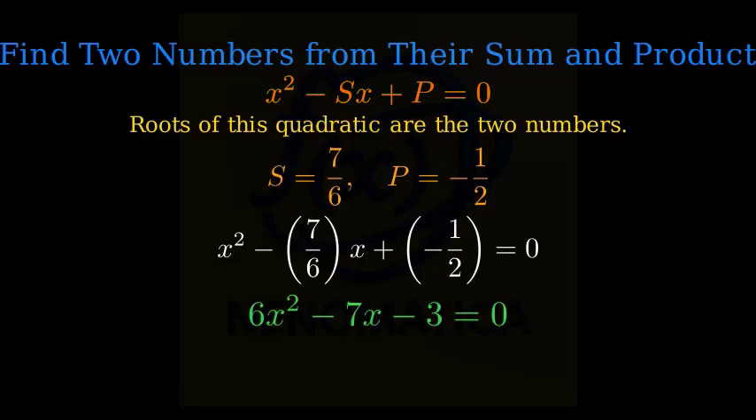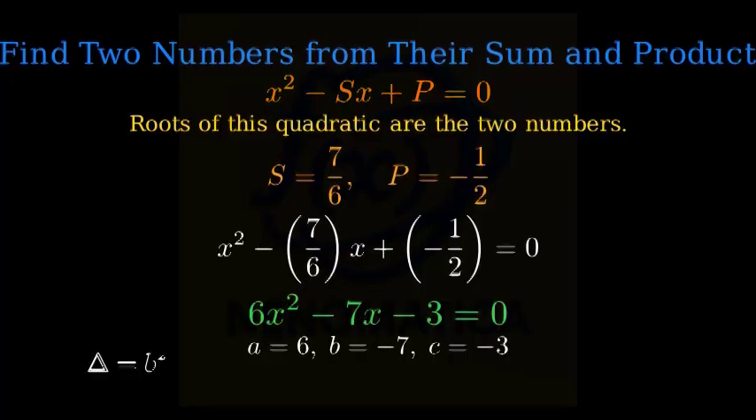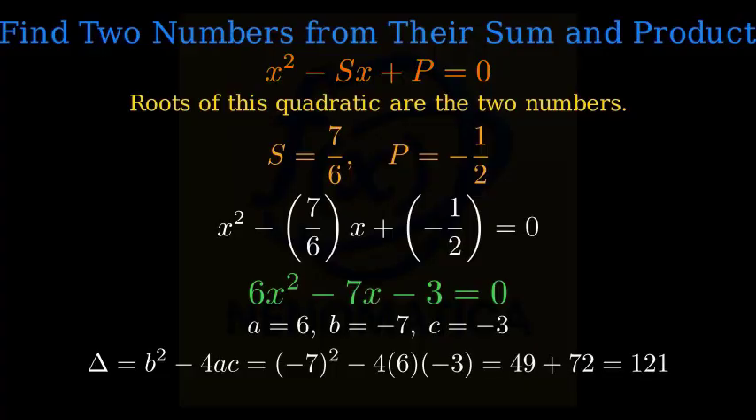Next, compute the discriminant delta, which is b squared minus 4ac. Here a equals 6, b equals -7, and c equals -3. Delta equals -7 squared minus 4 times 6 times -3, which is 49 plus 72 equals 121.